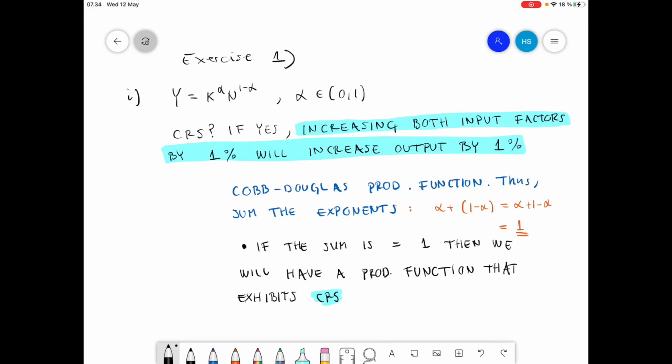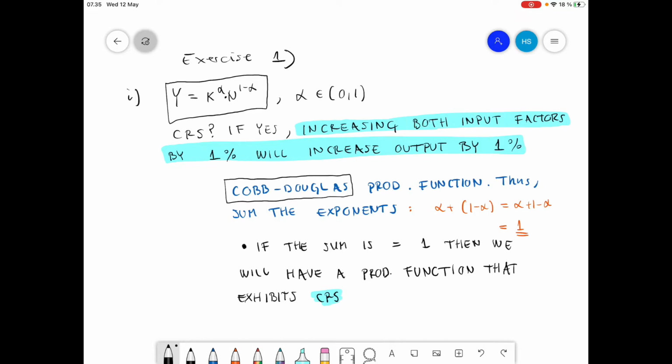The production function for this economy is characterized by K to the power of alpha times N to the power of 1 minus alpha. Since there's a multiplication sign separating capital K and labor N, we know that we have a Cobb-Douglas production function. In the very first part of the exercise, we have to figure out whether this production function is characterized by constant returns to scale.